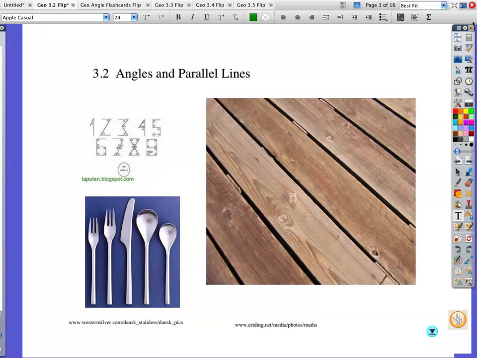Okay, this is section 3.2, angles and parallel lines. We've got some things that are angling and paralleling. So that's 3.2.